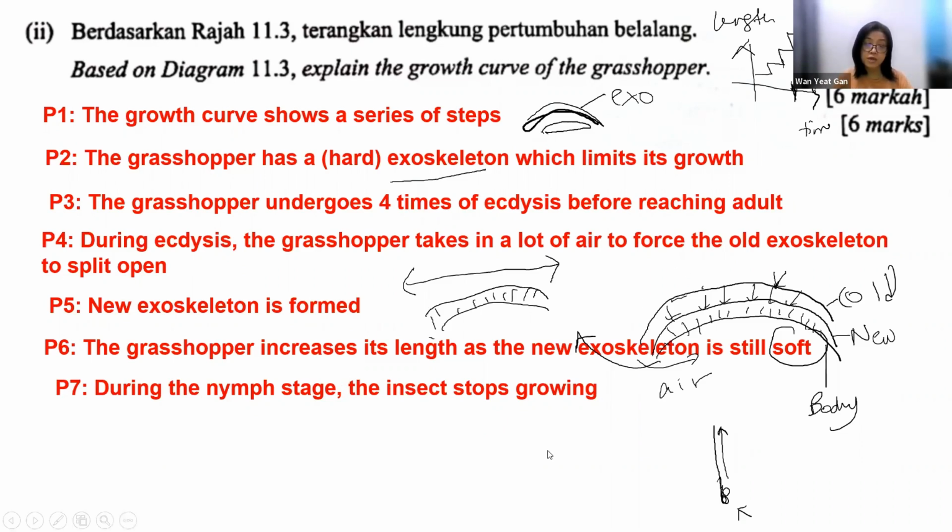Okay, so during the nymph stage, the insect stops growing. The nymph stage is the horizontal line here. All these are the nymph stage.